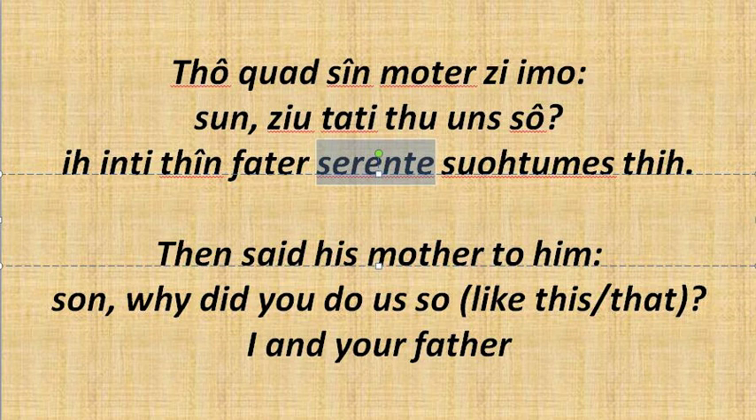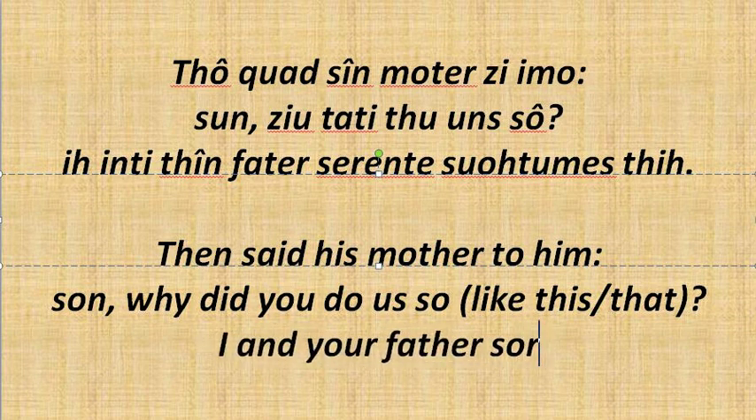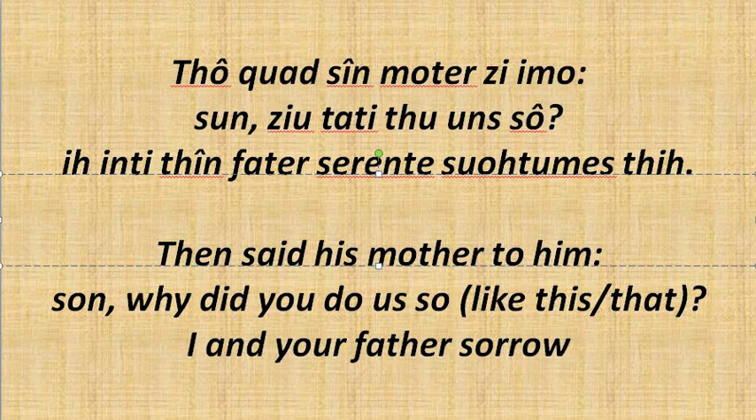It's kind of like how in English you'd have the -ing. Like, he was singing. No, a better example would be the barking dog. So the present participle is being used as an adjective. So I and your father, well, serente, this means like sorrow. This is going to be a clunky translation. So I and your father, sorrow, suchtumis, that is a verb, which is past tense, plural, and it's suchen, the origin of the word suchen in today's German. So to seek is the English cognate.